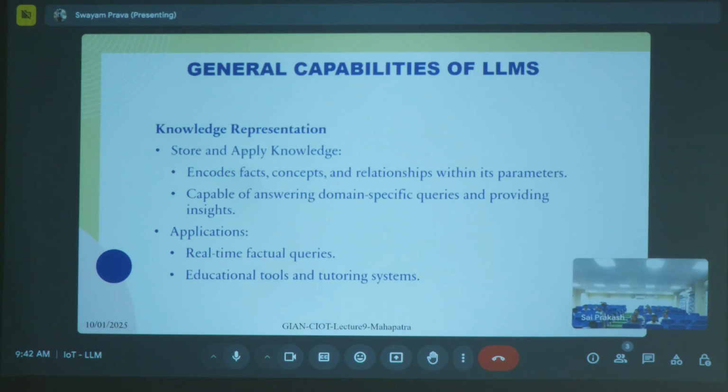Then the second is knowledge representation. LLMs encode vast amounts of information within their parameters. This enables them to answer complex, domain-specific queries. For instance, an LLM could explain the concept of, say, quantum mechanics, or even provide a summary for a medical condition. So it's basically used for real-time factual queries and educational tools or tutoring systems.